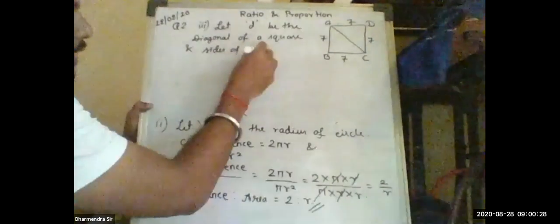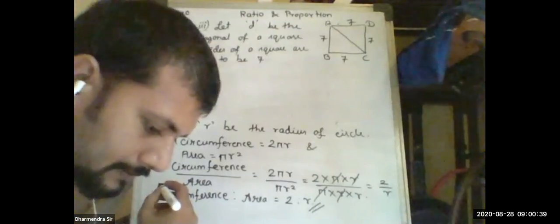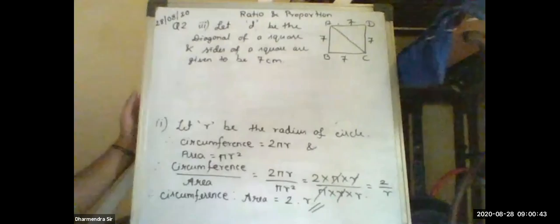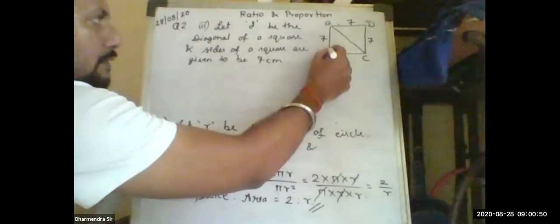and sides of a square are given to be 7 centimeters. So first we need to find the diagonal. So as I've told you, how to find diagonal in case two sides are given.